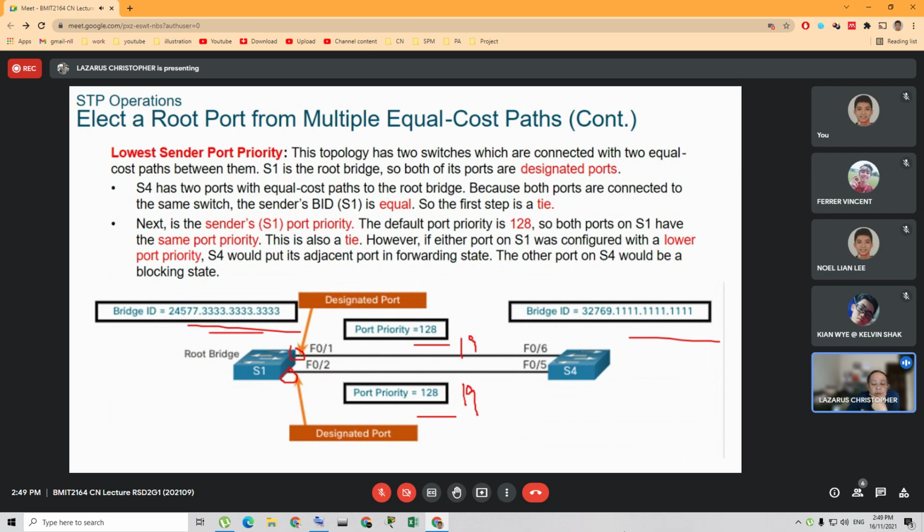Now it says here, however, if either port on S1 was configured with a lower port priority, that one wins. If this is the lower port priority, then S4 will put its adjacent port, adjacent since it's linked, into forwarding, meaning not blocked, and the other port will be blocked, right? So if this is the winning port with lower priority, then this is forwarding and this is blocked.